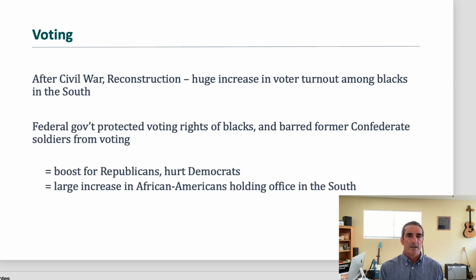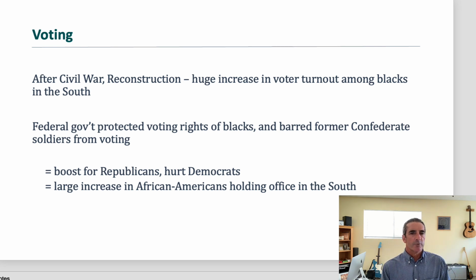Let's have a little history lesson involving the post-Civil War Reconstruction period. In the aftermath of the Civil War, federal troops were sent to the South to basically enforce the terms of the surrender of the South to the North. And this led to a huge increase in voter turnout among African Americans in the South. The federal government was basically there to protect black voting rights, and it barred former Confederate soldiers from voting.